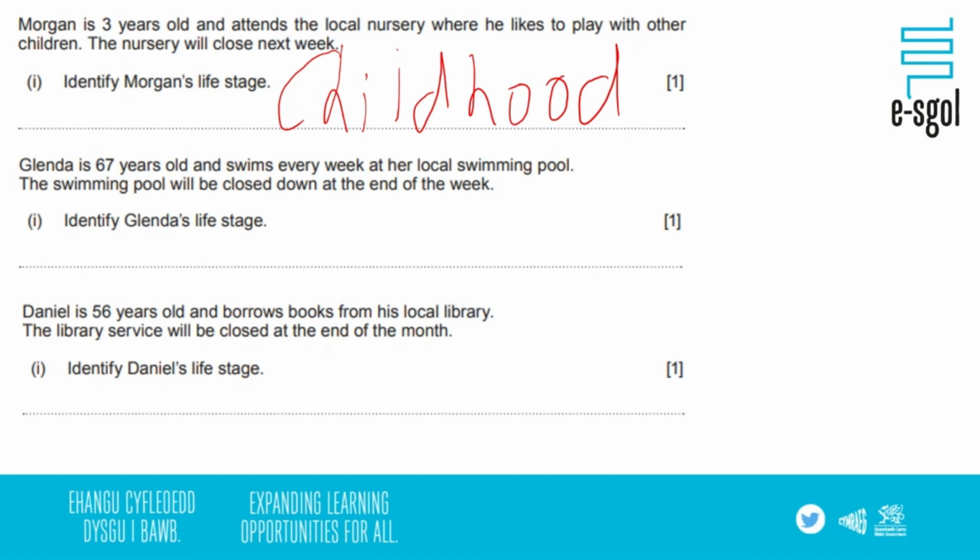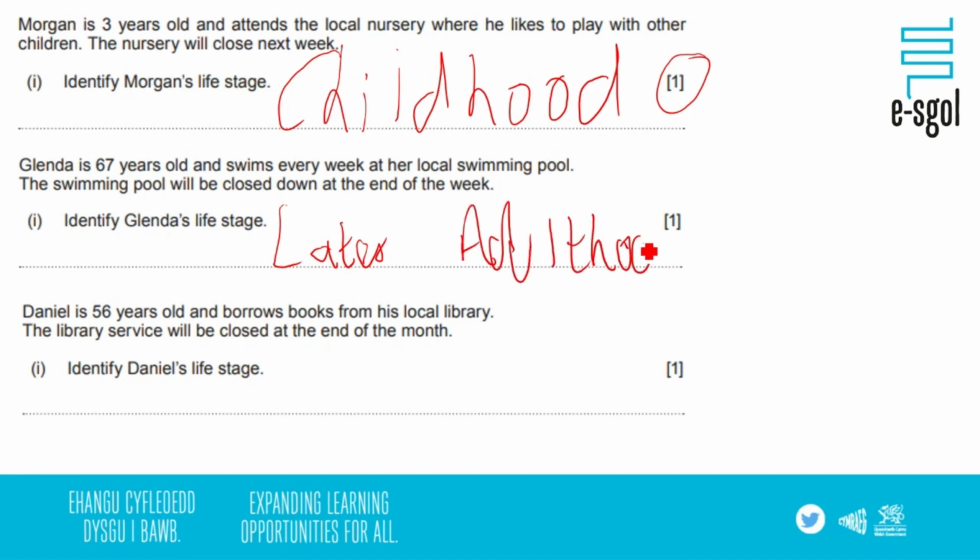childhood, and then you would be able to identify the blender. Then being 67 is obviously falling into the 65 plus age category. Okay, where she would be identified as later adulthood. Okay, again, an adult or an old adult or an old person would not be accepted. Okay, and we would need to get the later adulthood term correct.